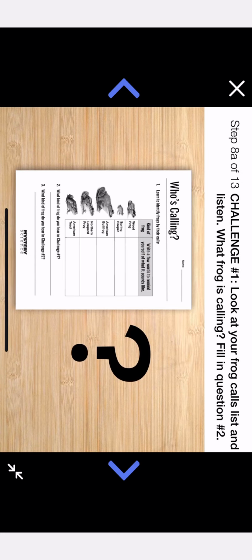All right, here's a challenge. Challenge number 1. Let's practice to see if you can recognize what frog is calling. Look at your frog calls list and listen to the call. What frog is calling? Talk to your group and fill in question number 2 on your worksheet.